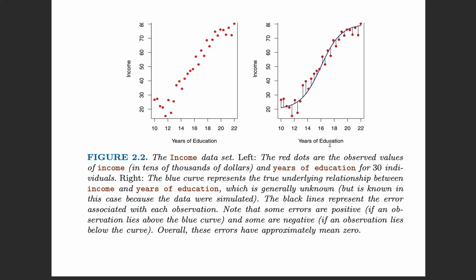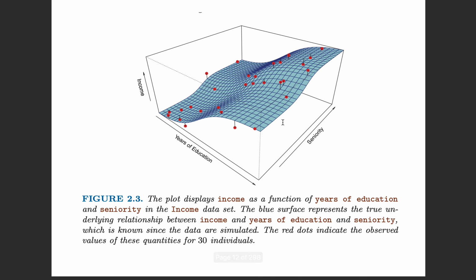And here you only have one variable, so it's easy to just plot it and look at it, but things get quickly more complicated when you have more predictors, more features, more independent variables. Here's an example. This is still two variables, so we can still plot it, but you get the idea. If we have more than two, then we cannot plot this. So, income versus years of education and seniority. This surface expresses the relationship that might exist and that we would like to capture, but obviously we only see data points.